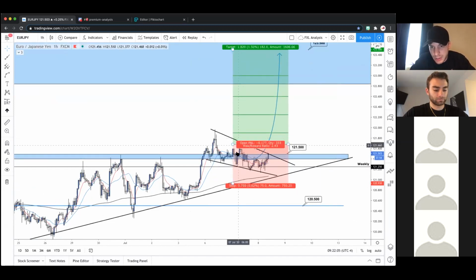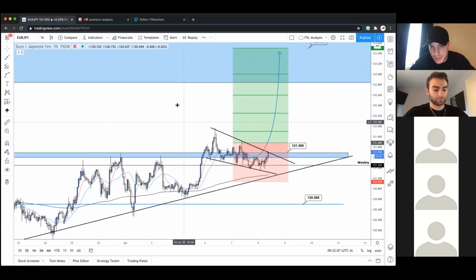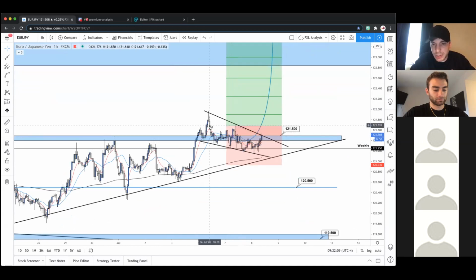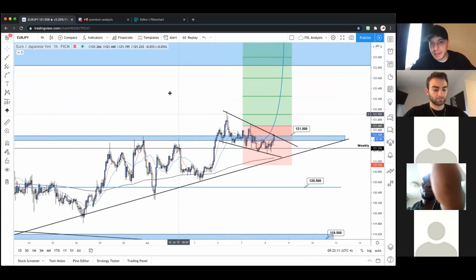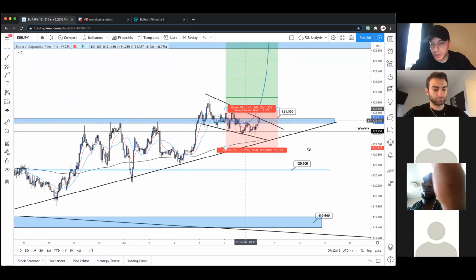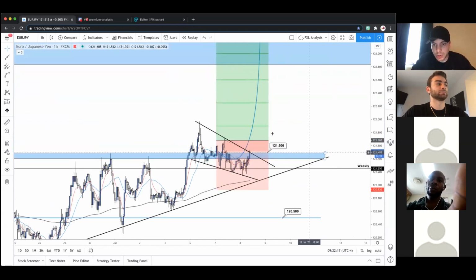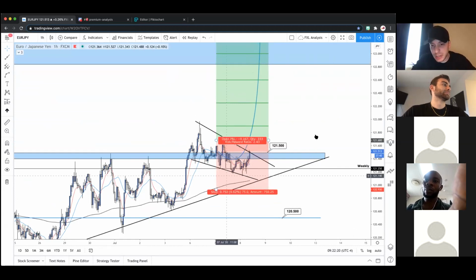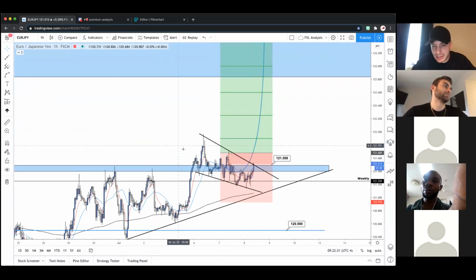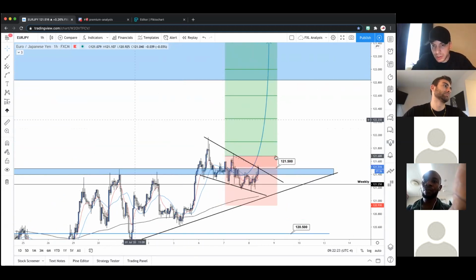I entered right here on this break, MA cross, and this huge bullish variation. So a little bit early, but nonetheless, it's still a continuation pattern. So I wasn't really worried when this was going through this little drawdown here. Wasn't worried at all. As you can see, I'm very confident in my analysis. I was able to identify this as a pattern early on.